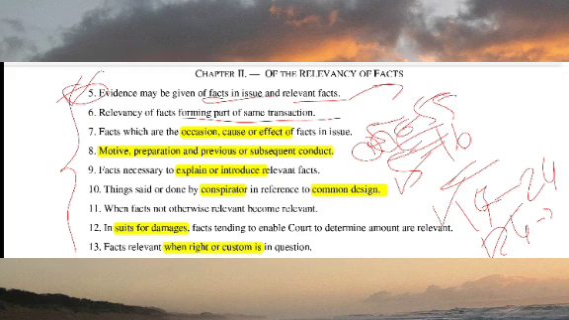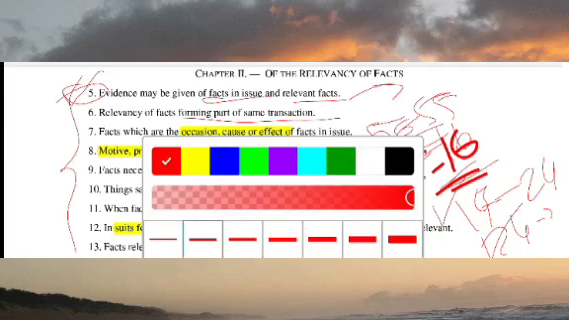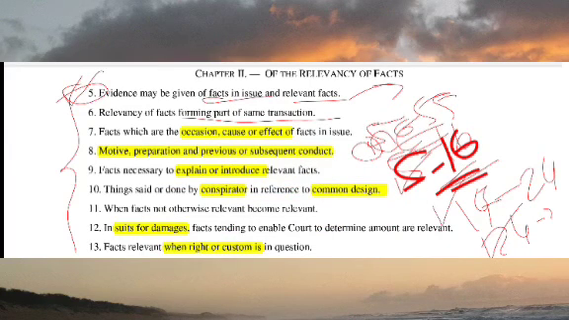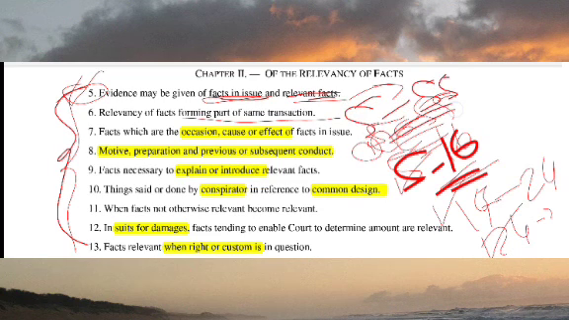Okay, so first of all I'm going to start with sections 5 to 16. Section 5 deals with evidence may be given of facts in issue and relevant facts. So the evidence may be given under the circumstances mentioned in sections 5 to 55.